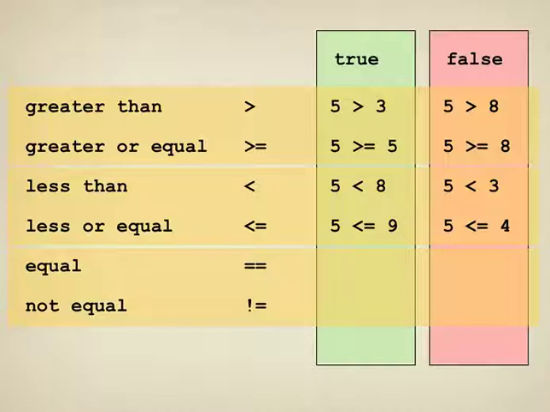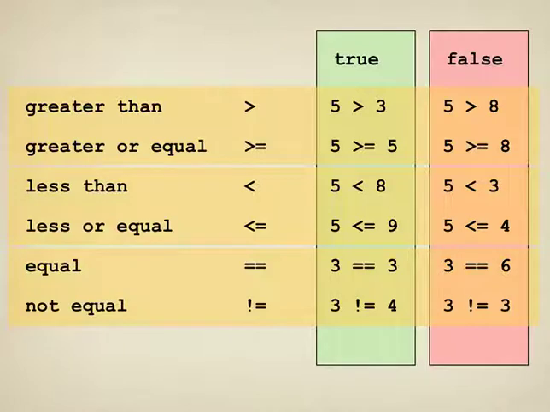Finally, we have the equals test. 3 is equal to 3. That is true. 3 is equal to 6. Not true. And the not equals test. 3 is not equal to 4. That's right. 3 is not equal to 3. False. They are the same. And so typically you will be testing variables against numbers or variables against other variables.